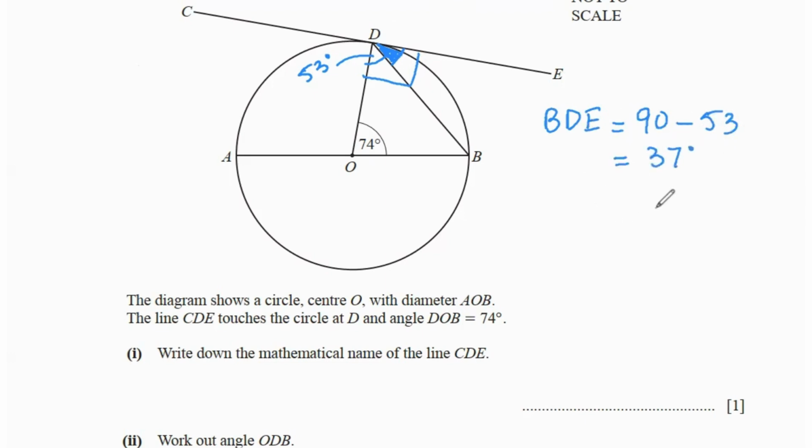Once again, the angle that the tangent makes with the radius is always 90 degrees. We have a part of that angle which is 53, and we found that in the previous part. So when we subtract 53 from 90, that gives us the remaining angle, which is 37. So that is your answer.